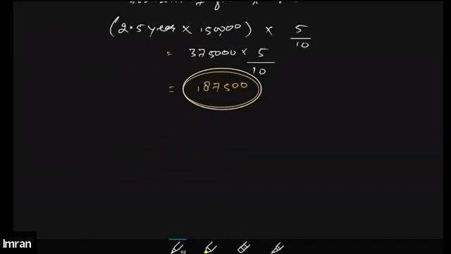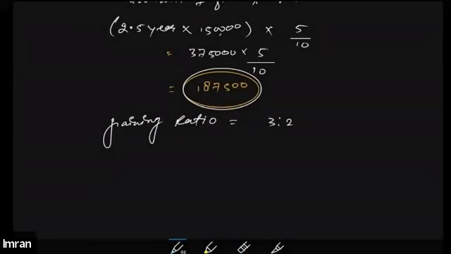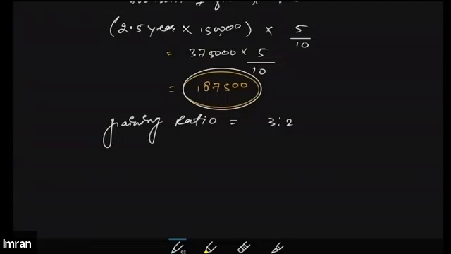So we are not going to calculate the gaining ratio, since we already understand that even if we do the calculation, we will be getting the same answer. So instead of doing the calculation, we can just write down the gaining ratio as 3 is to 2. Gaining ratio is equal to 3 is to 2. Now we will pass the journal entry for adjusting the goodwill among the partners. So the journal entry will be Vishad and Roma's account will be debited.